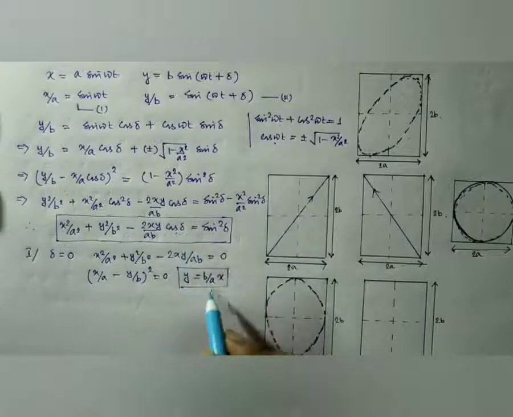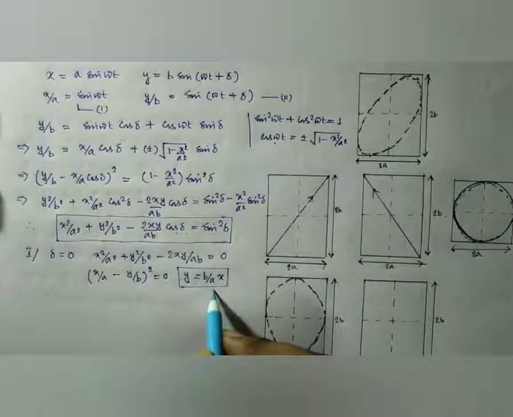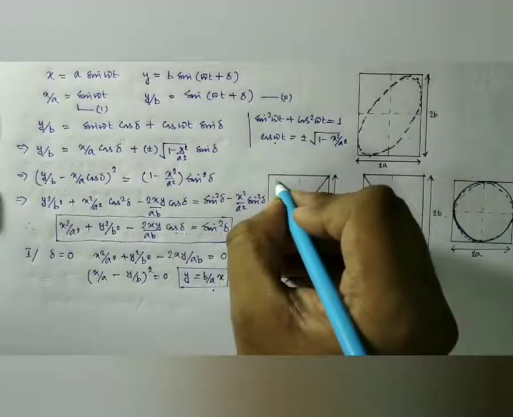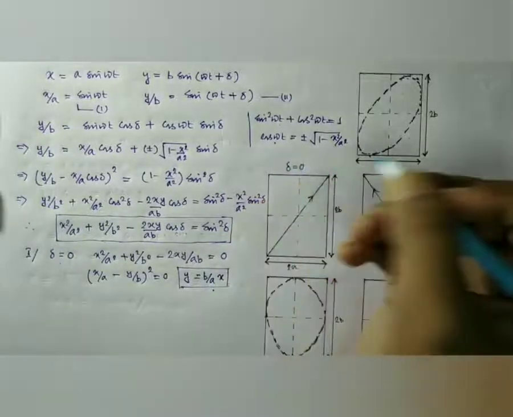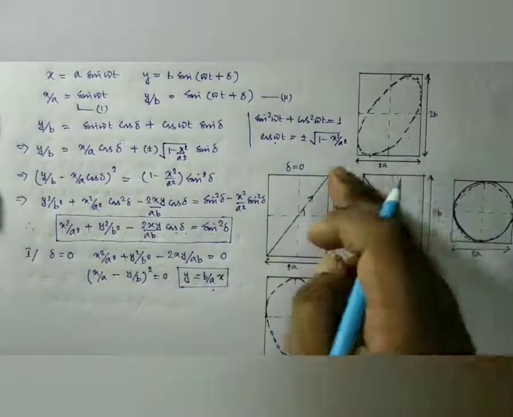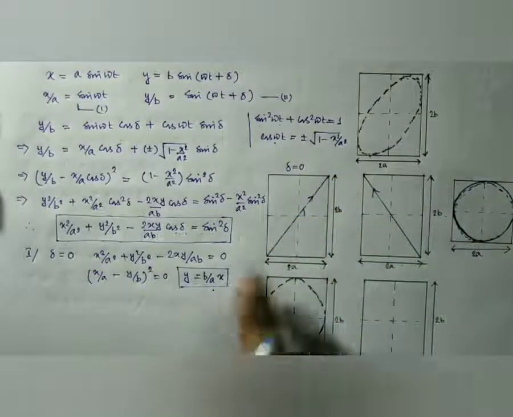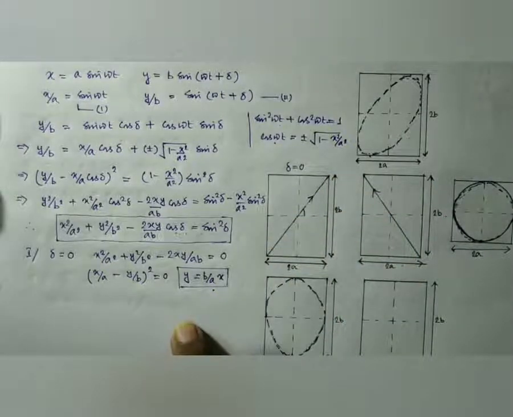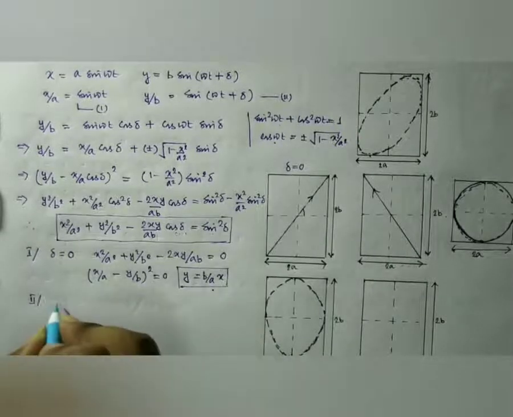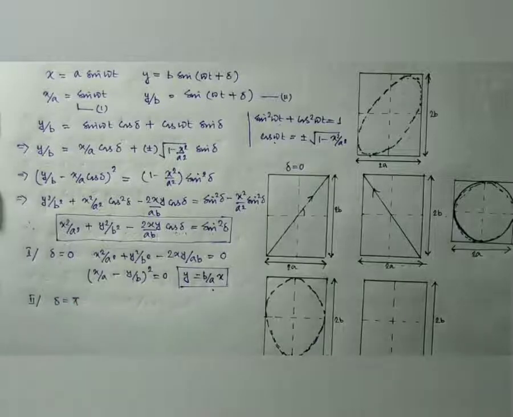So this ellipse reduces to a straight line passing through the origin, a straight line having a positive slope, that is this one. This is the case for delta equal to 0. So from here we can obtain the slope, if theta is the angle, that will be b by a, y equal to mx. This is the first case. Now the second case. When delta is pi, that means the phase difference between the superposing SHMs is 180 degrees. That means they are 180 degrees out of phase.